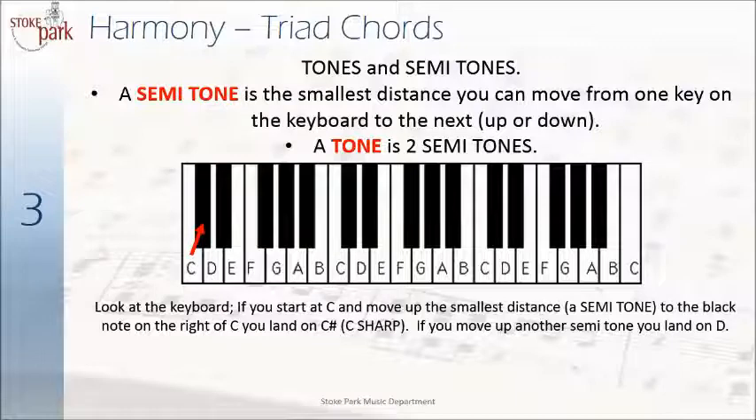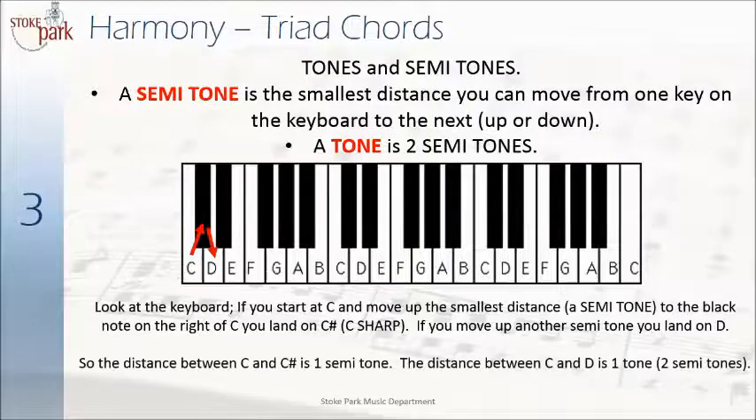Okay, so going up from C to C sharp, that's 1 semitone. There's 2 semitones, C sharp to D. So the distance between C and C sharp is 1 semitone, the distance between C and D is 1 tone. A tone is 2 semitones.